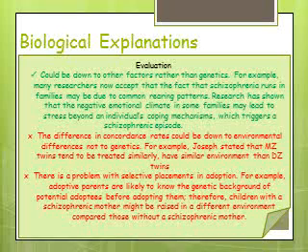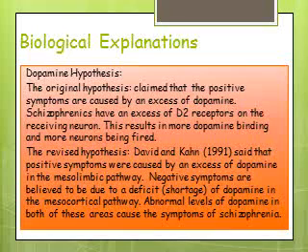The differences in concordance rates could be down to environmental differences, not genetics. So, for example, Joseph stated that MZ twins tend to be treated more similarly and have similar environments. And also there's a problem with selective placements in adoptions. So, for example, adoptive parents are likely to know the genetic background of the adoptees before adopting them. Therefore, children with schizophrenic mothers might be raised in different environments compared to those without a schizophrenic mother.